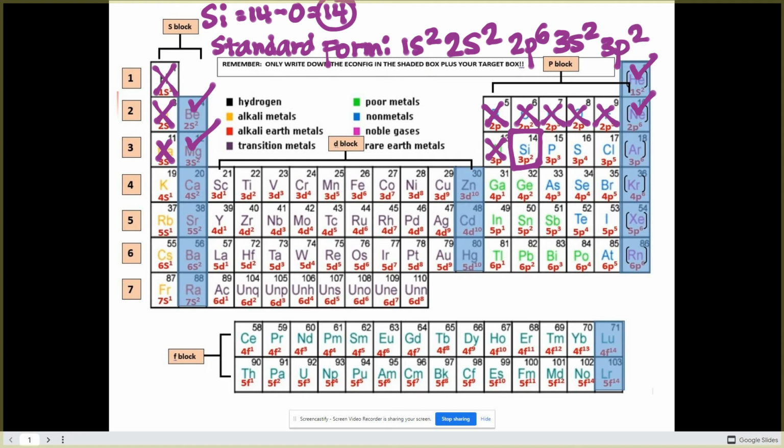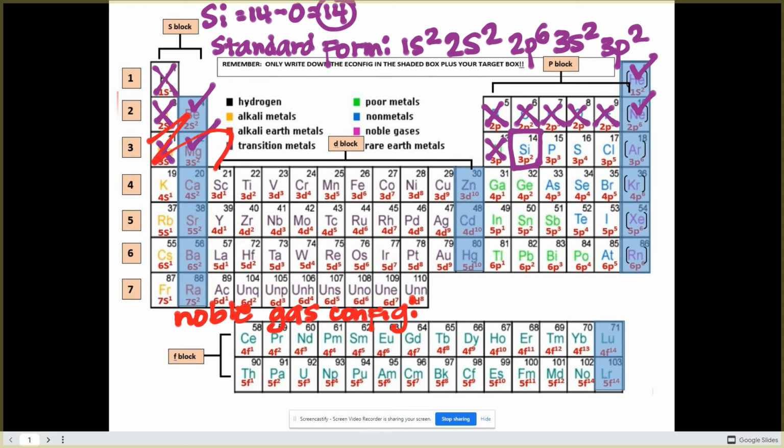Okay. The question now is what if you want the abbreviated form or what you call the noble gas configuration? All right. I'm going to write it down here. Hopefully, you all can see it. Okay. This is called the noble gas configuration or this abbreviated form of writing down electron configuration. All right. Guys, to find the noble gas configuration, you still do the same exact thing. You look for your target box.